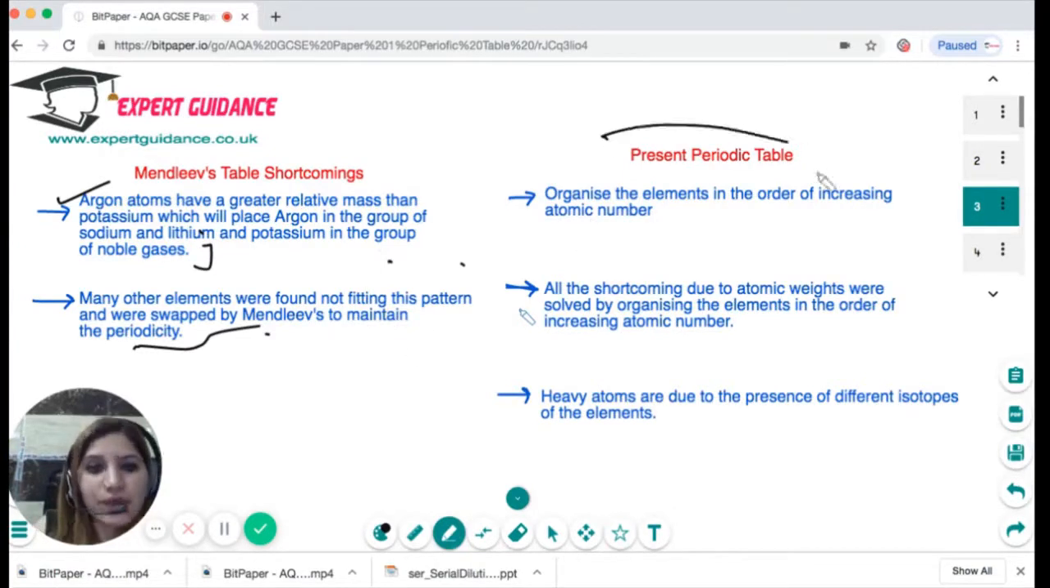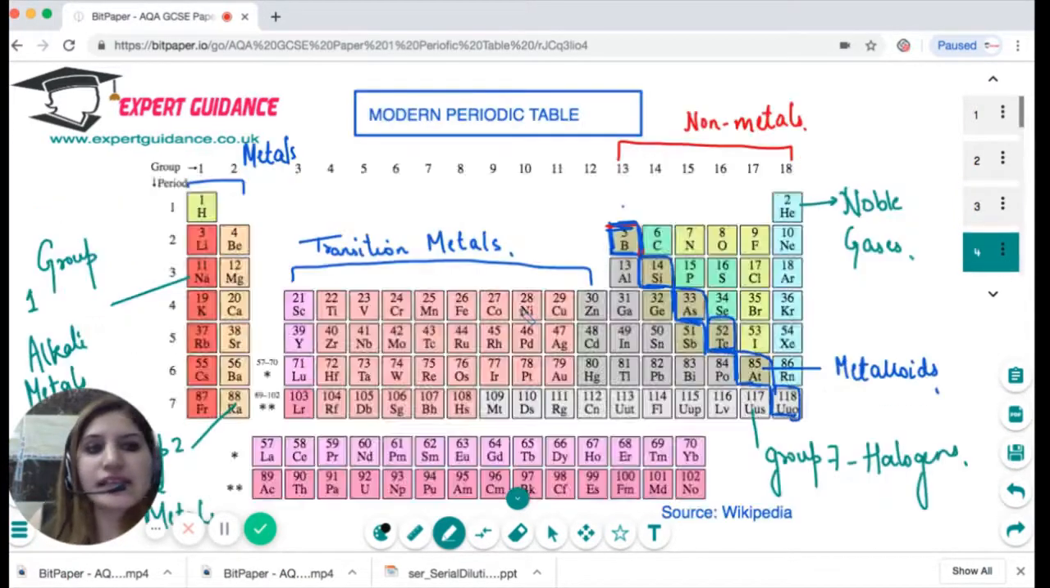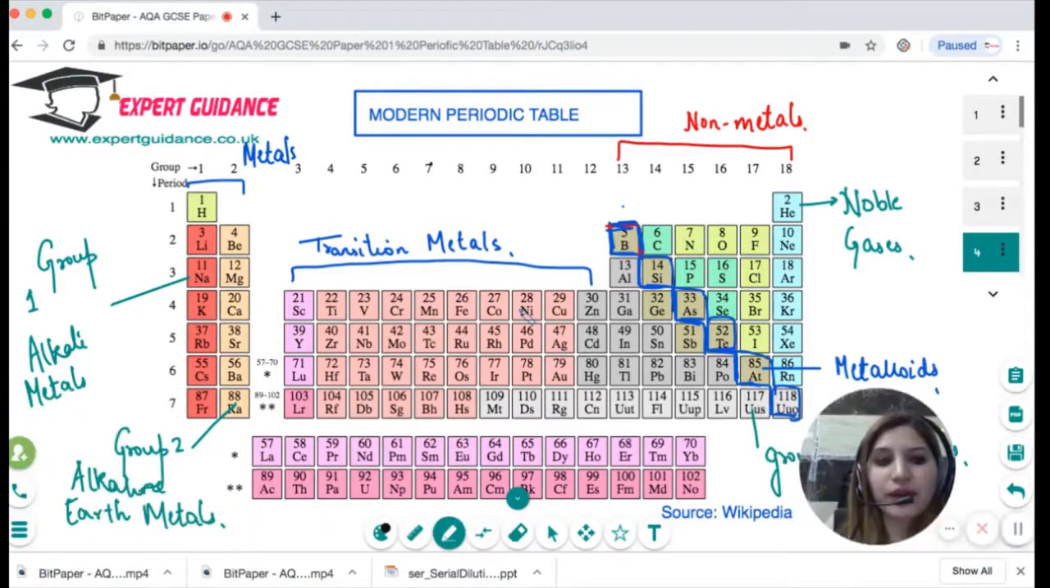Now, the present periodic table overcomes all these shortcomings by organizing the elements in the order of increasing atomic number, or the proton number. So all the problems that were due to dissimilar atomic weights were corrected by this. And when we arranged the elements by atomic number, we came to know that the difference in masses of some of the elements is due to their isotopes, because an element can have many different isotopes, and the atomic mass is the average of the isotopic masses of all its isotopes. Okay, so this is how we came to the present periodic table.